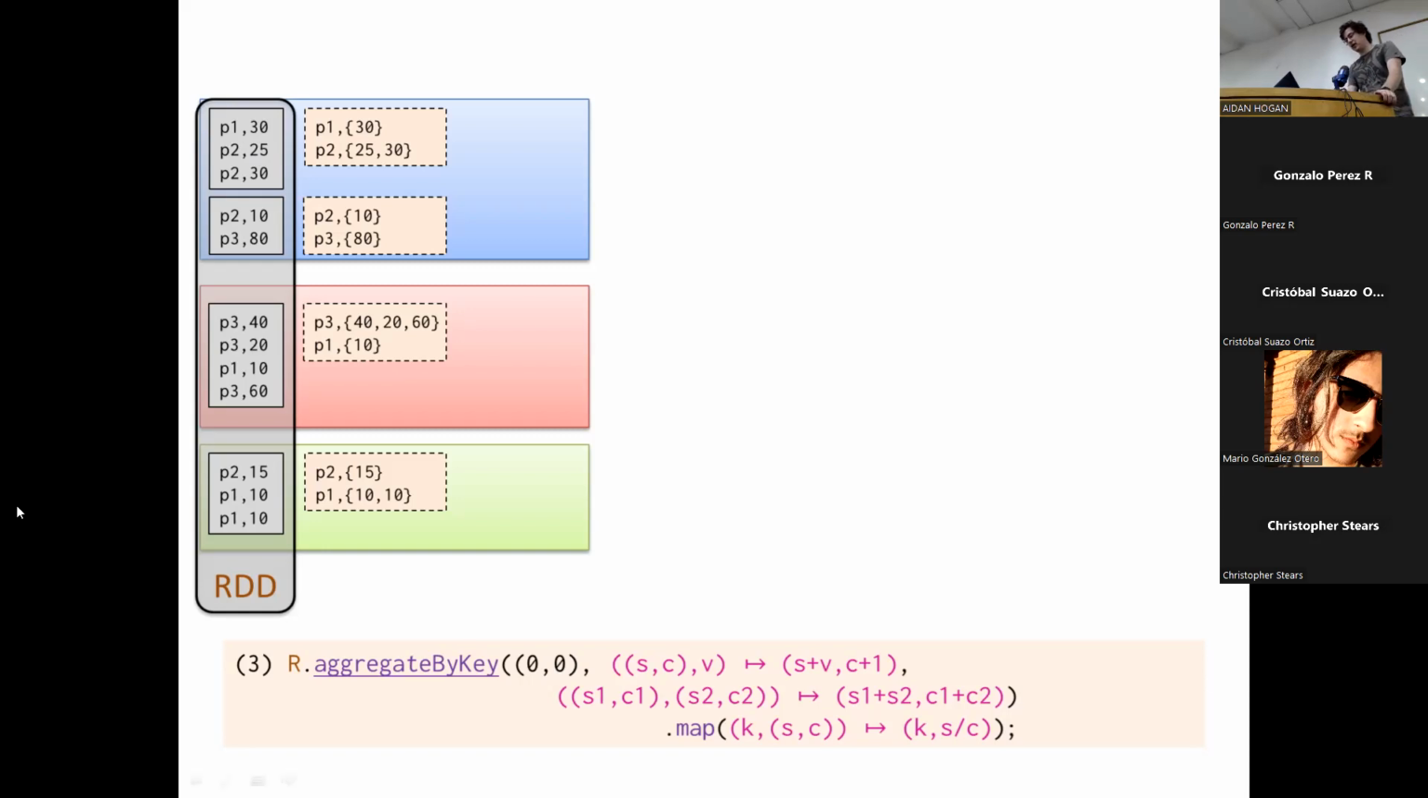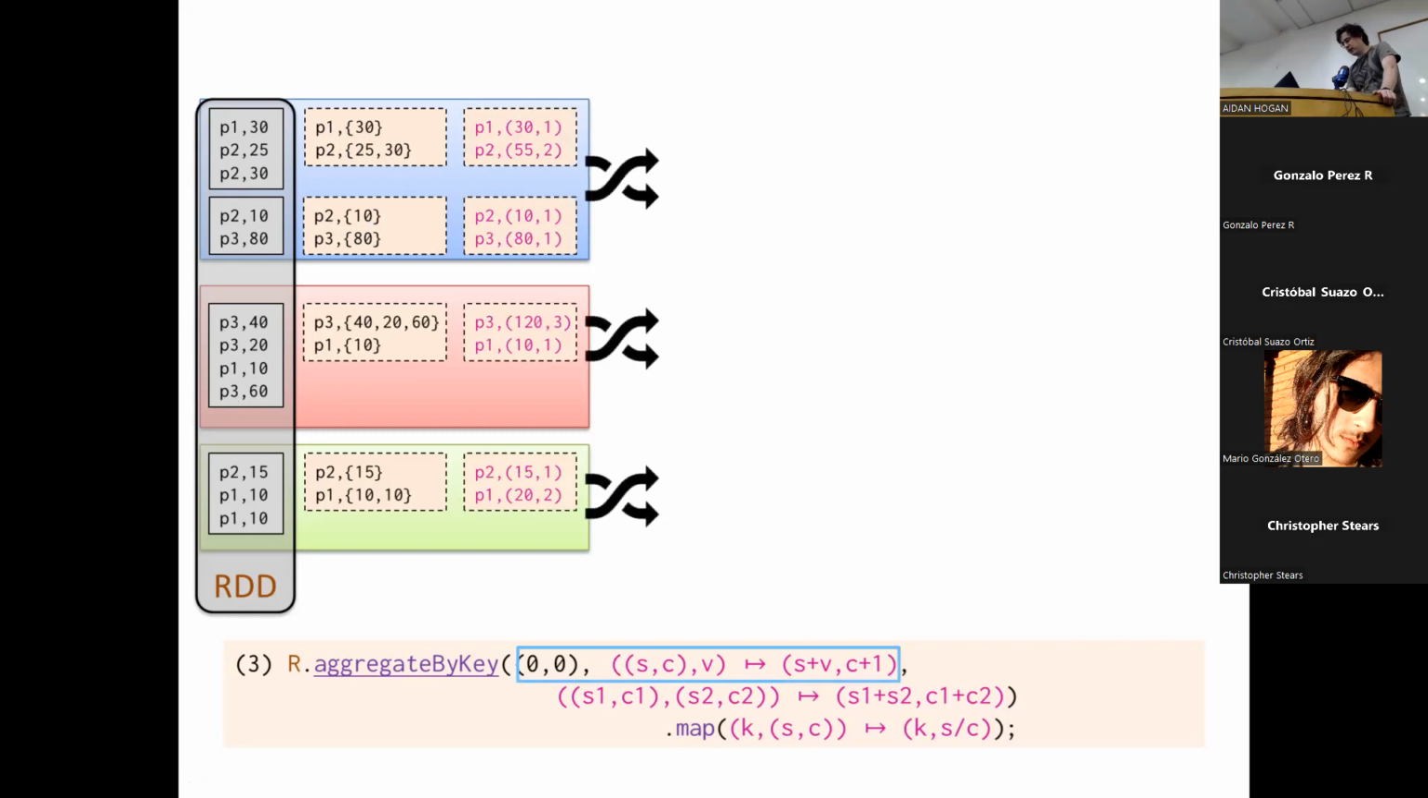We're going to take all of the keys here, P1 and P2, 25 and 30. So we're just grouping for each partition here. For each key, we're grouping its values. Again, this has to be a pair RDD, so we have to define a key. So we group all of the values for each key. And what we want to do again is compute the average eventually.